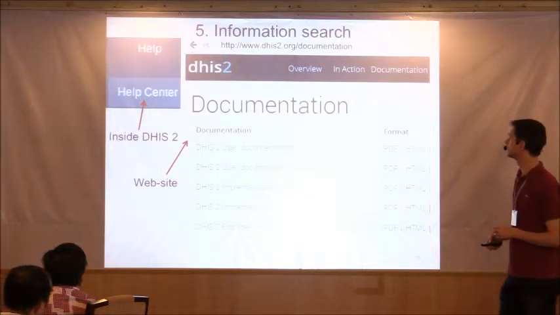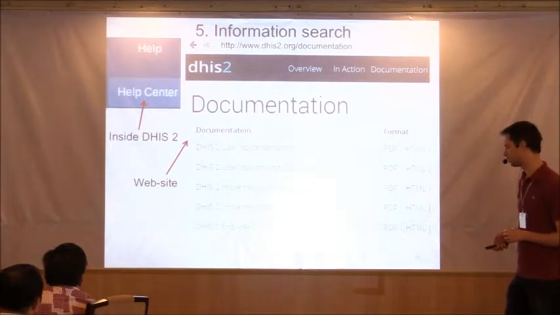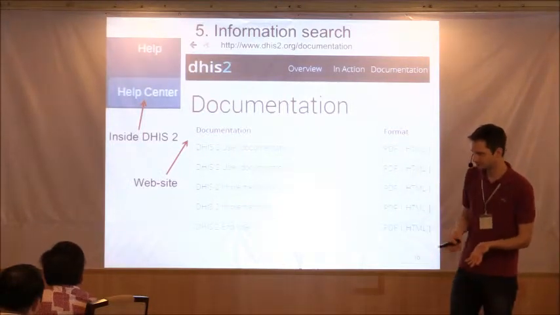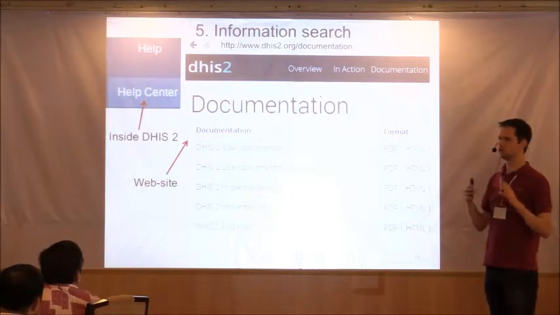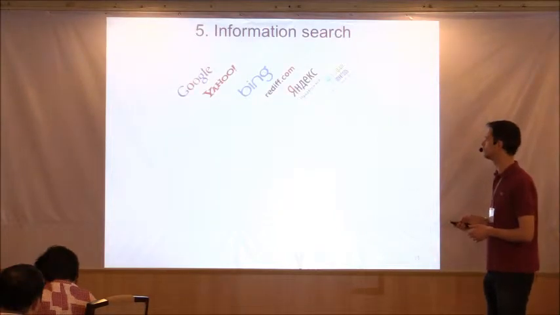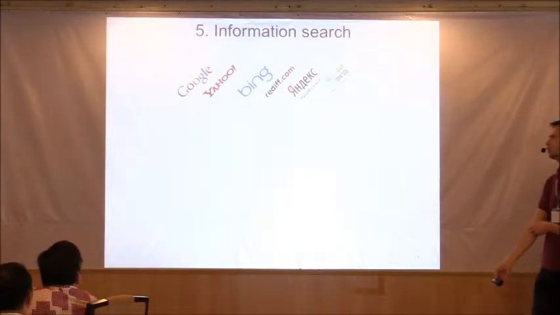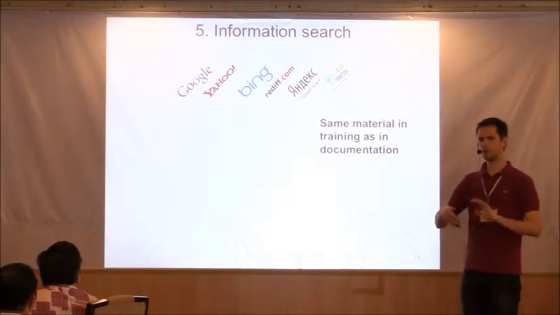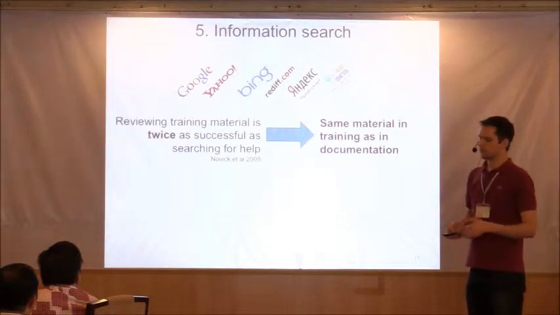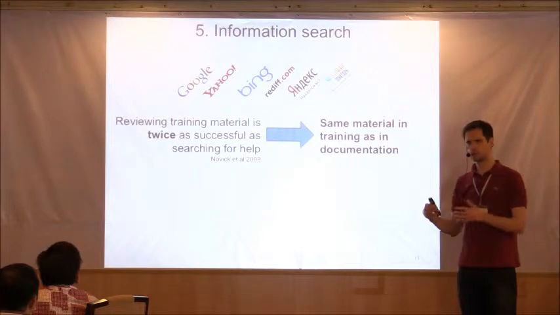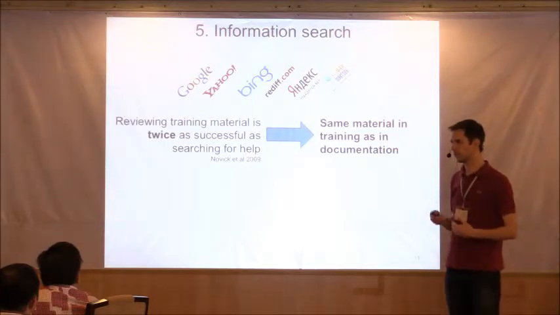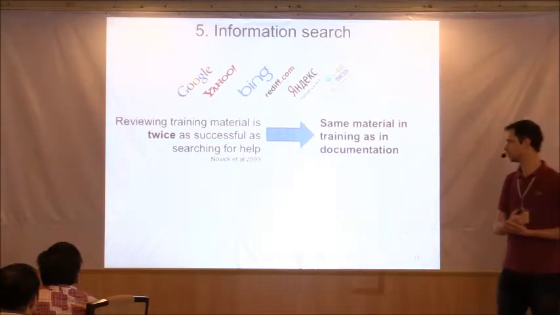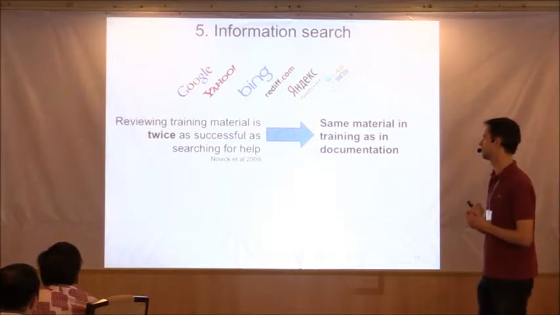Here as well, not one person, or maybe just John, but not one person knows everything about DHIS2, you know? So you need to look for the information, and you need to do that through different means. You can do it using a search engine, but you can do it using all our internal documentation and internal tools, taking back home the presentation that we have gone through and going through it again and again and again, as a study I was highlighting, that reviewing training material is twice as successful as searching for help.